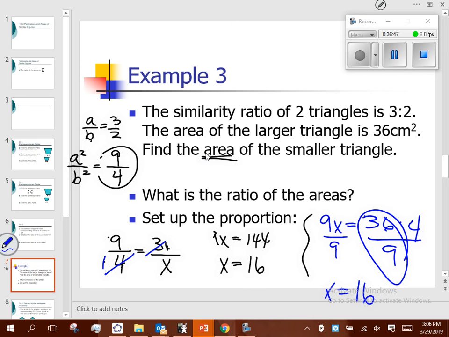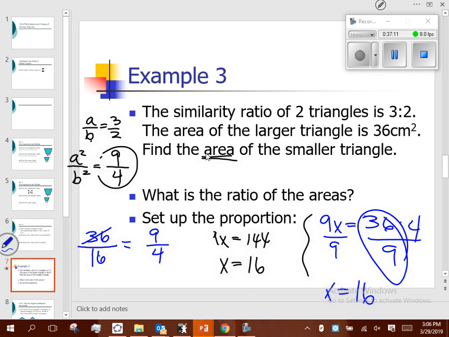Now, let's look at this. Let's look at this 16. So we had one area with 36. That was the larger one, right? The smaller one was 16. What do they have in common? They have a 4 in them, right? Take a 4 out, you get 9. Take a 4 out, you get 4. Do you see that 9/4 came from two larger values of 36 and 16?